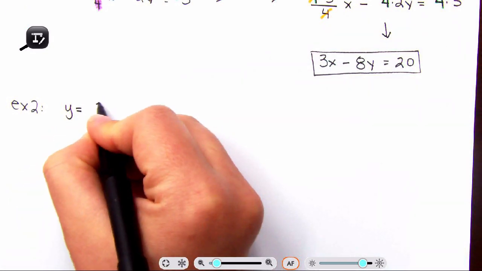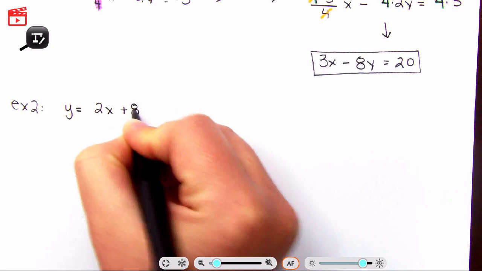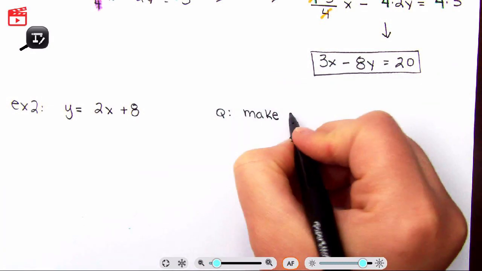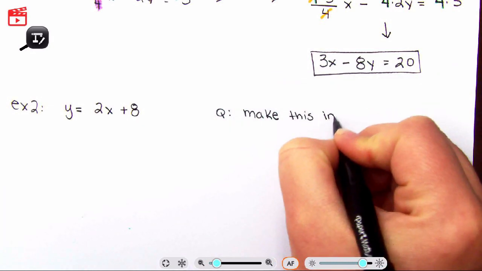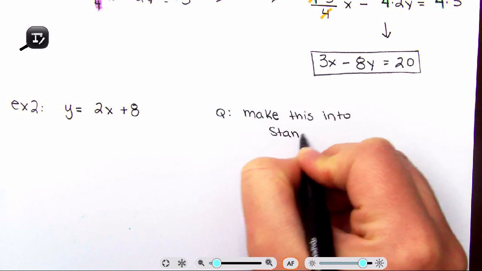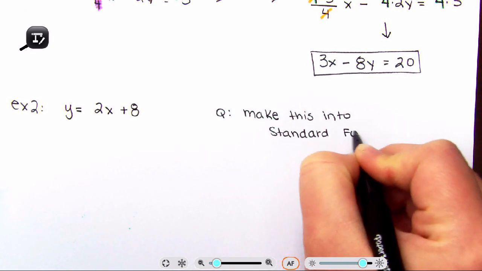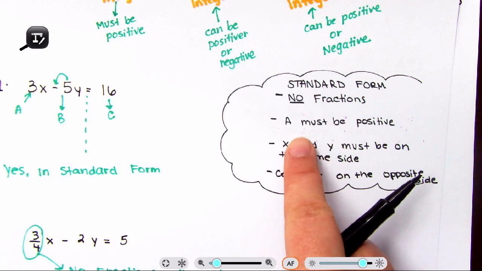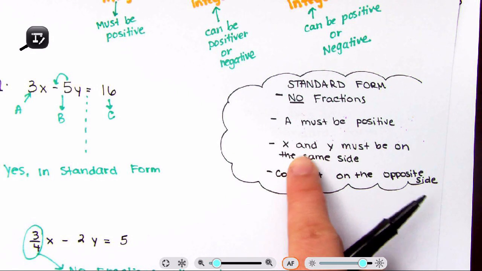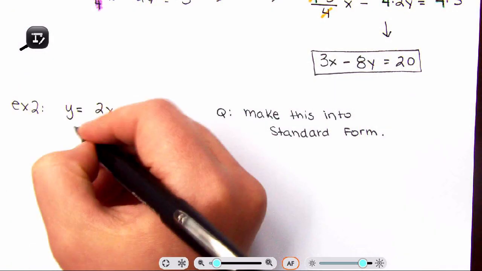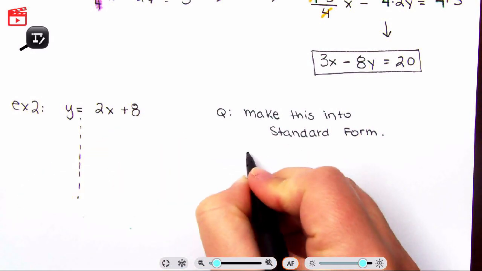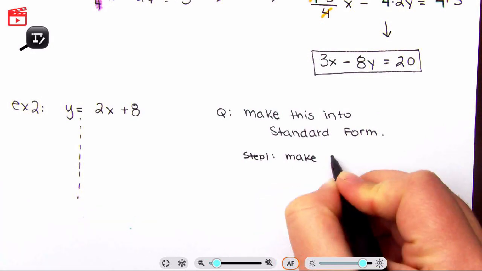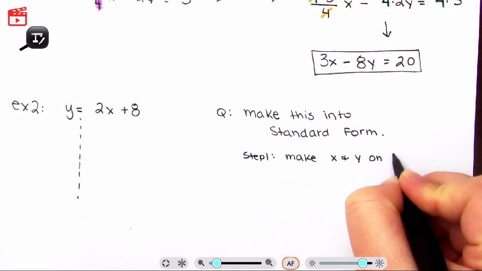So let's say we have y is equal to 2x plus 8. And our goal is to make this fraction, why do I keep saying fraction? Make this equation into standard form. So looking at what we need to do, we cannot have fractions. A must be positive, x and y must be on the same side. So step number 1, let's make x and y on the same side.